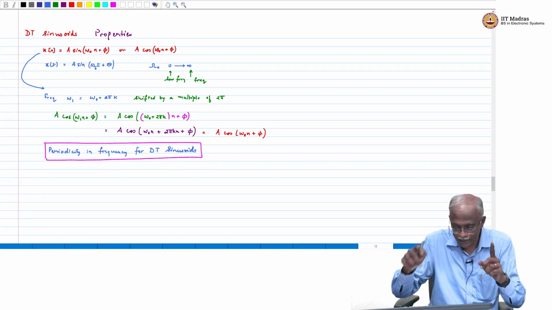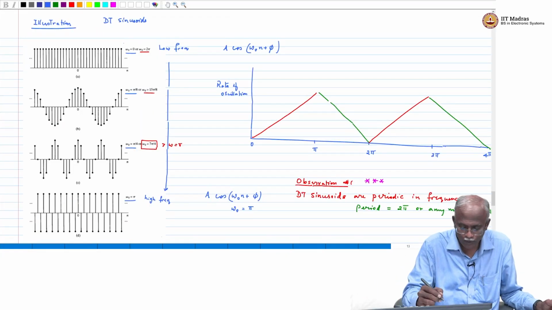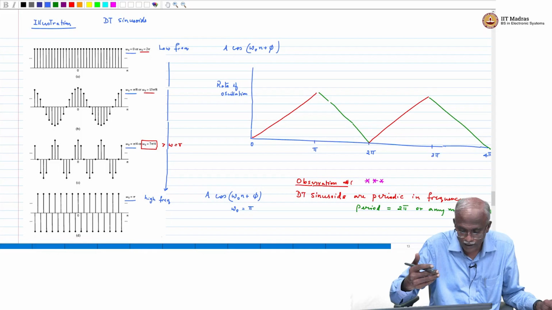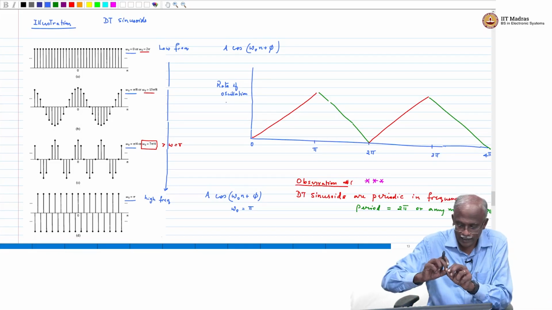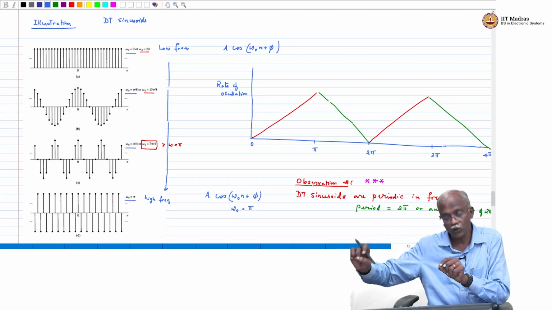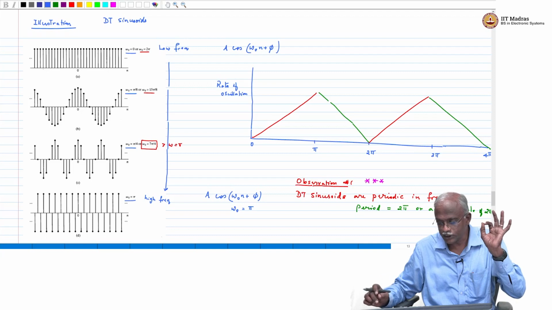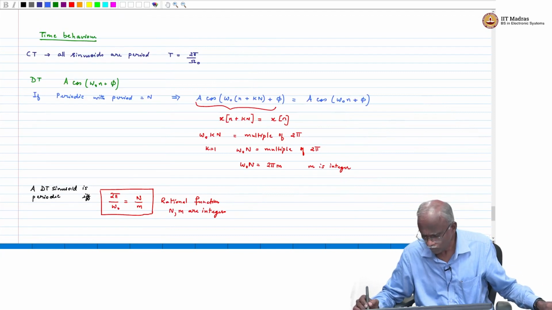Here you see that there is a periodicity, and the periodicity we saw starts from omega equal to 0, you increase it, you start to see higher and higher frequencies. And then if you go beyond pi, it starts to decrease and then comes down. So that's what we show here. The rate of oscillations increases from 0 to pi and then goes down from pi to 2 pi, again increases, goes down. So all discrete time sinusoids are periodic in frequency.